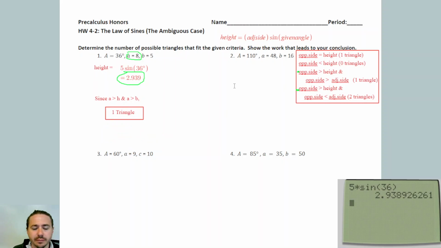So let's look at the next one. We're going to do basically the same thing. We're going to calculate the height, and then compare this opposite side to the height, and if necessary, to the other side.